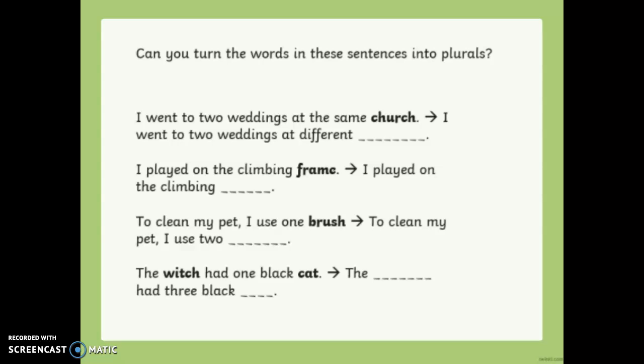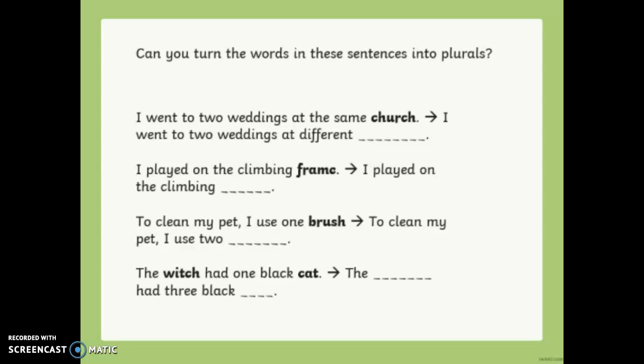I played on the climbing frame. I played on the climbing frames. To clean my pet, I use one brush. To clean my pet, I use two brushes. The witch had one black cat. The witches had three black cats. Okay, pause the video, write the sentences, see whether you need to add S or whether you need to add ES.